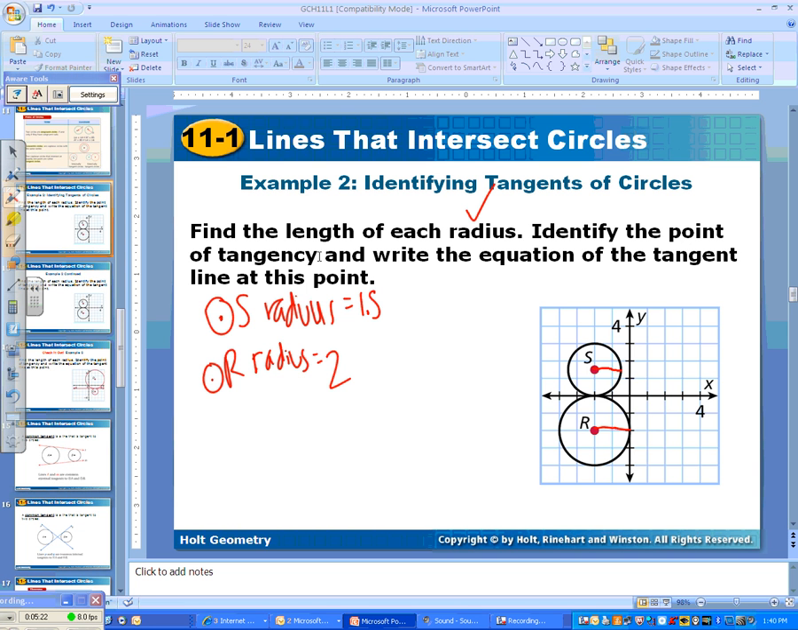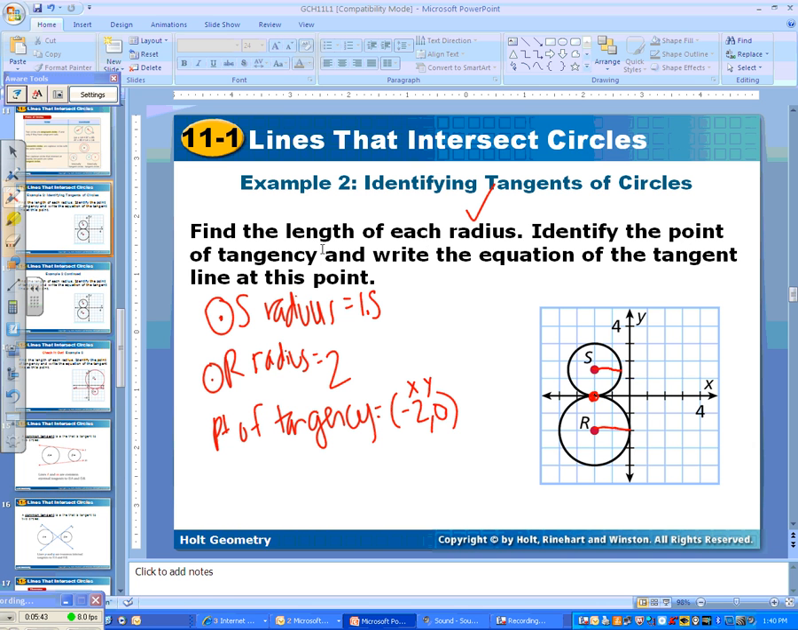Identify the point of tangency. That means where do they hit each other? They hit each other right here. So the second thing you're going to say, point of tangency equals, and you're going to name that coordinate point. So 1, 2, it's at -2, 0. Remember, this first one's always your x, the second one's always your y.